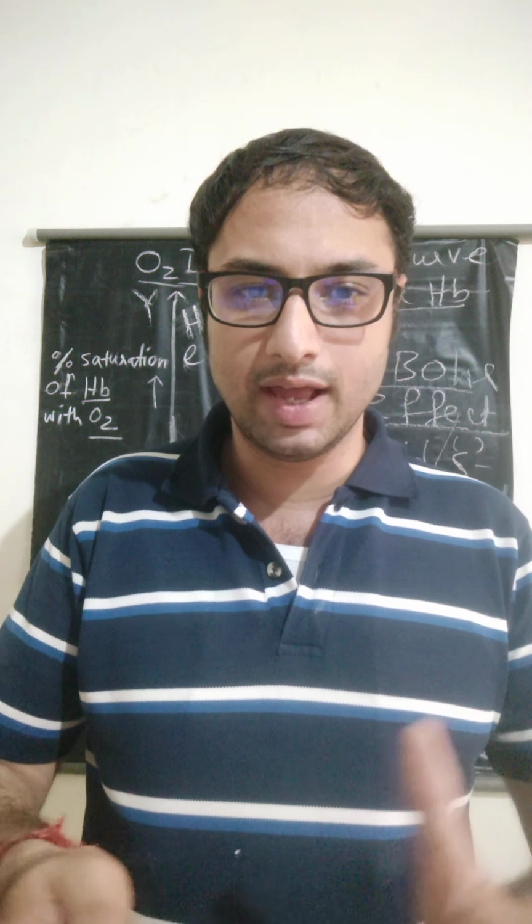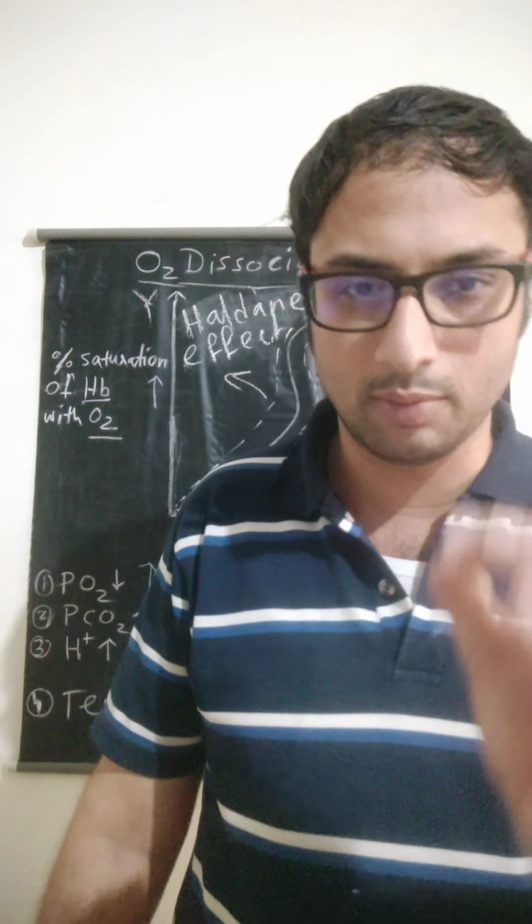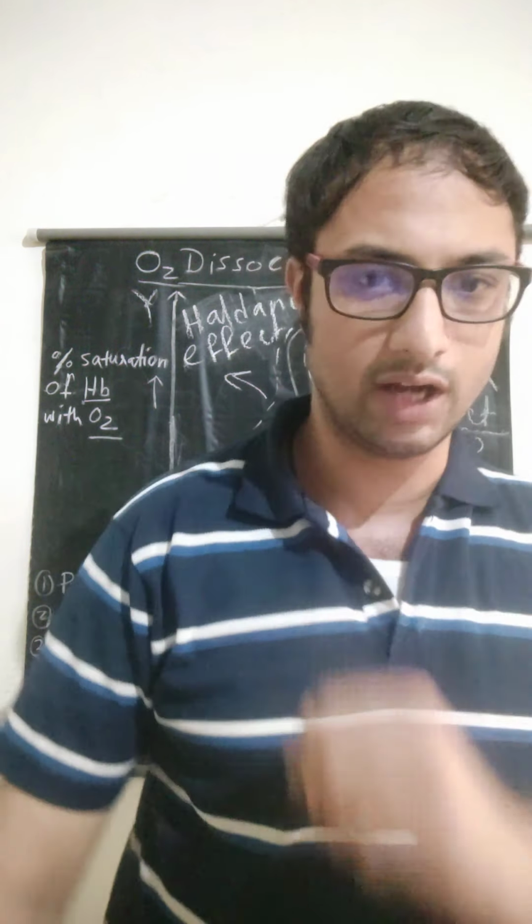Hi students, in my last lecture I discussed the Bohr effect. Now here I am discussing the Bohr effect and the Haldane effect. If the curve is shifting toward the right direction, that is called the Bohr effect, and in Bohr effect, O is there, that is the trick to remember. It is related with the dissociation of oxygen from hemoglobin. So that is the Bohr effect, and the opposite will be what?